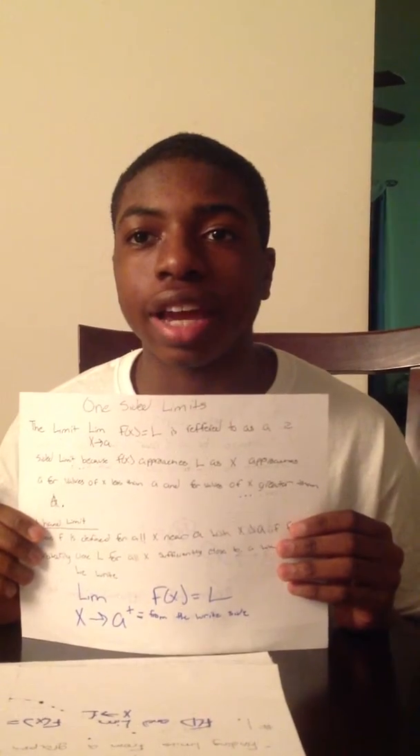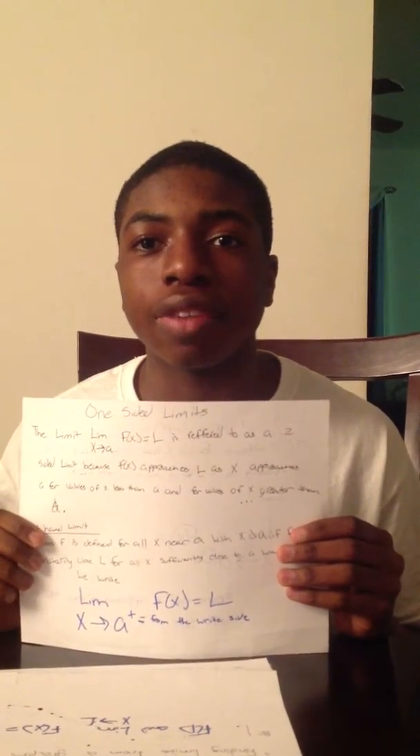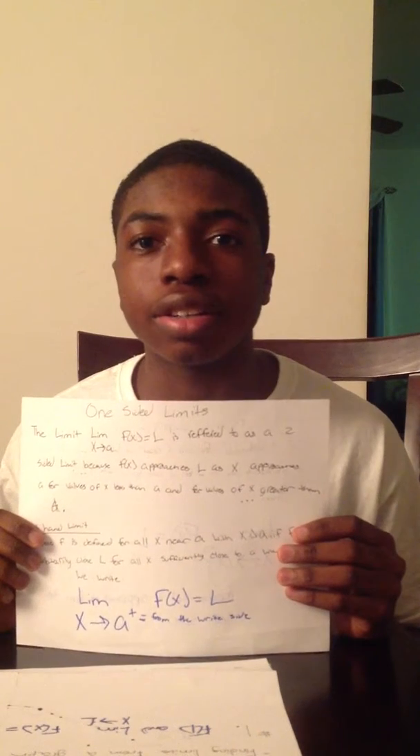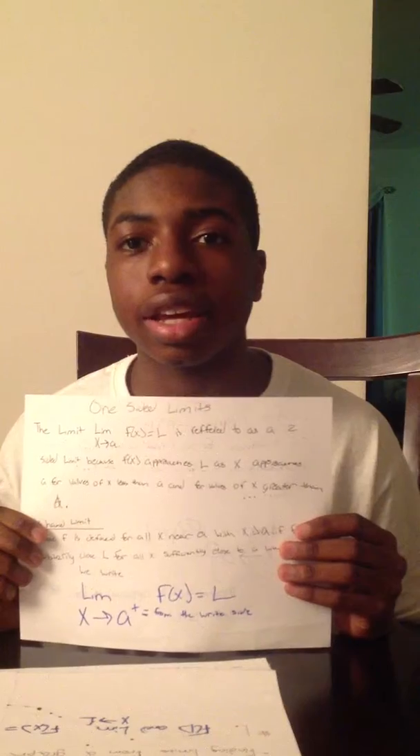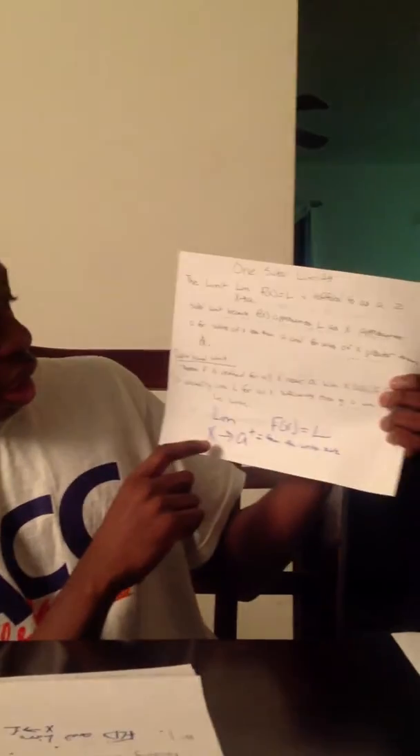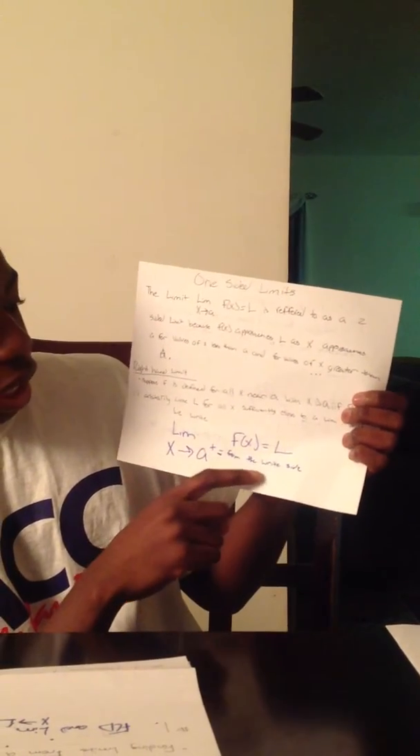Now this is a right-handed limit. Suppose f is defined for all x near a with x greater than a. If f of x is arbitrarily close to L for all x's sufficiently close to a with x greater than a, we would write, as x approaches a from the right-hand side, the limit of f of x equals L.